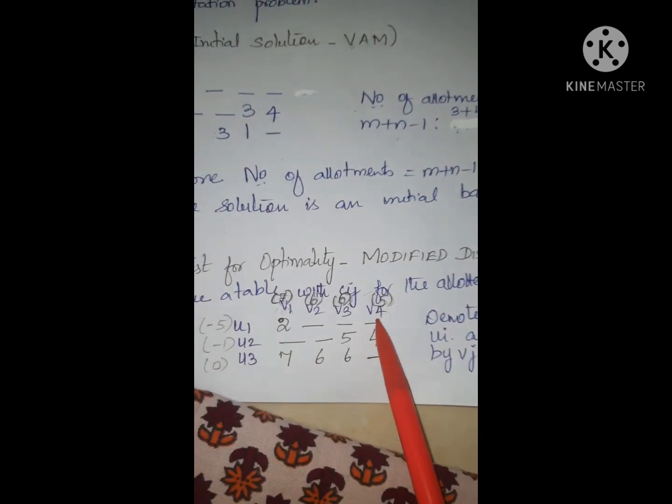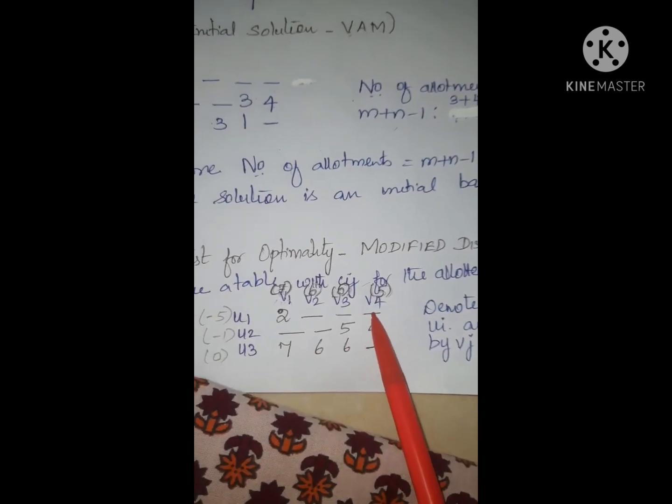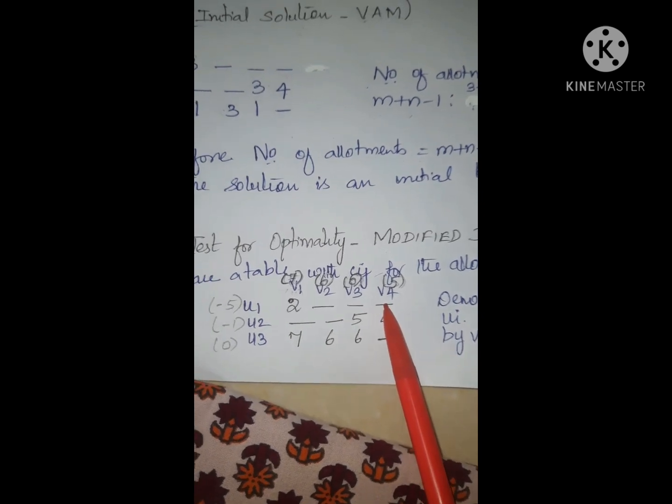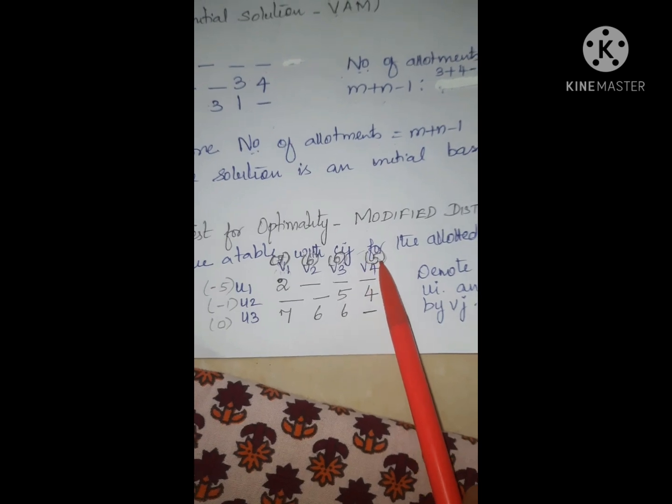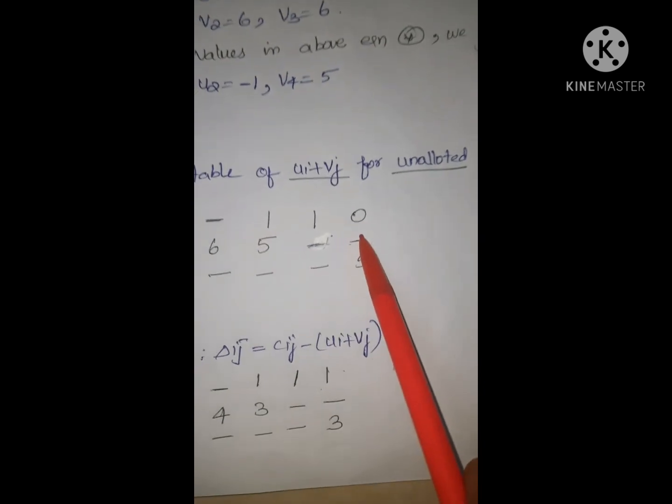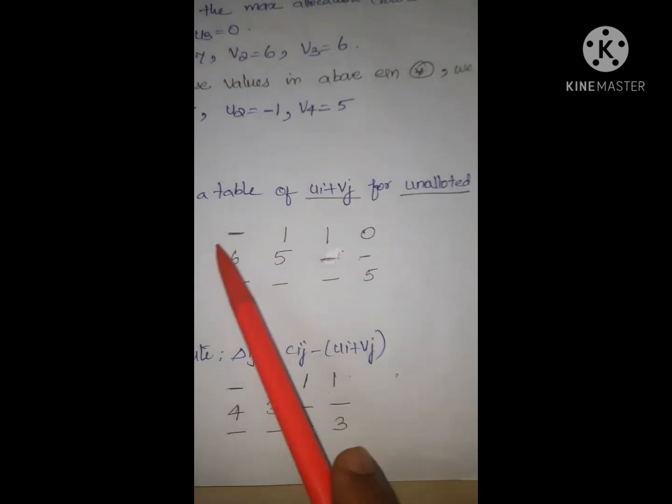Then going ahead, in the same row, the last cell is again unallotted. Adding up the u value minus 5 and v value plus 5, minus 5 plus 5 will become 0. So I should write 0. This completes the first row.